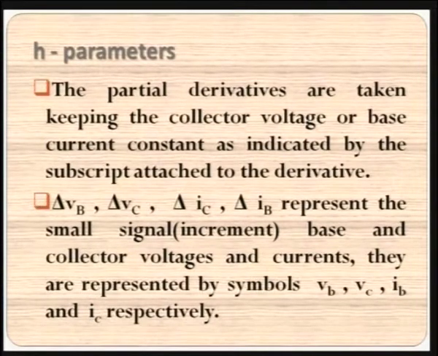So, delta VB, delta VC, delta IC and delta IB represent the small signal or incremental variation for the base and collector voltages and currents. They are represented by the symbols VB, VC, IB and IC. Finally, we get an expression involving the H parameters.